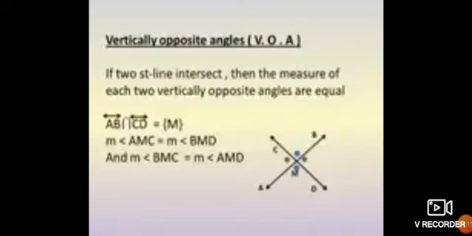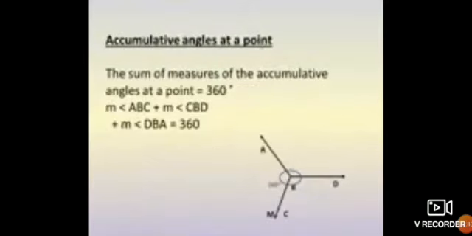AB straight line intersects CD straight line at point M. So measure angle AMC equals measure angle BMD. The left and right angles are equal, and measure angle BMC equals measure angle AMD. The blue ones, which are the up and down angles, are equal. It's very important. VOA.